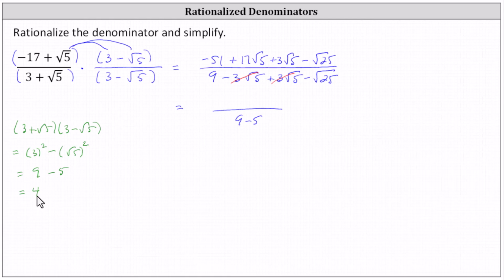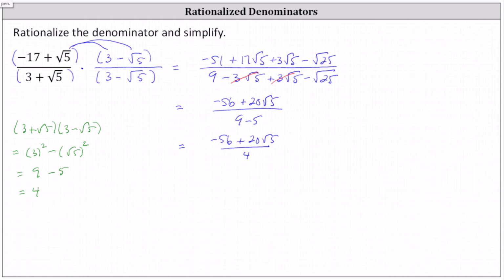And now in the numerator, again, because the square root of 25 is 5, we have negative 51 minus 5, which is negative 56. And then 17 square root 5 plus 3 square root 5 is 20 square root 5, giving us plus 20 square root 5. And of course our denominator simplifies to 4. We need to continue simplifying, and there's a couple ways to do this. Just be careful, we cannot just simplify the negative 56 divided by 4.